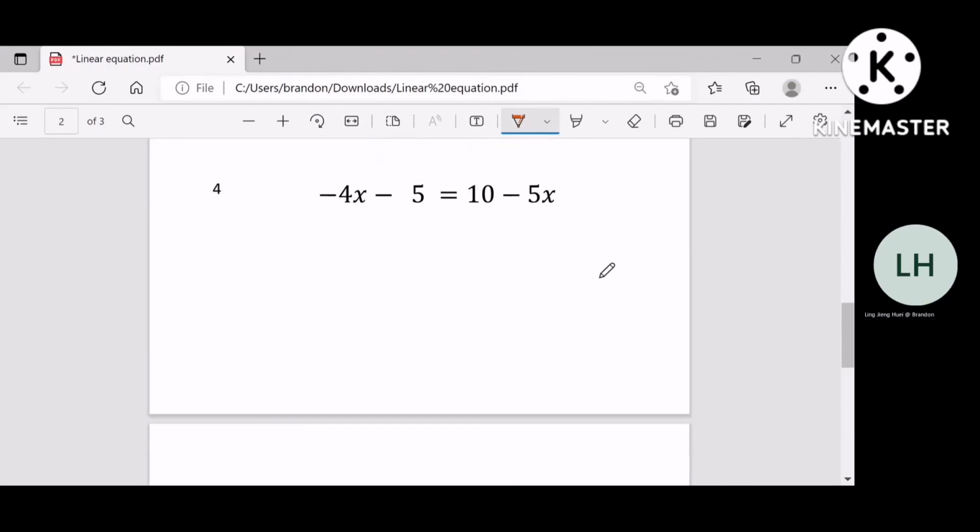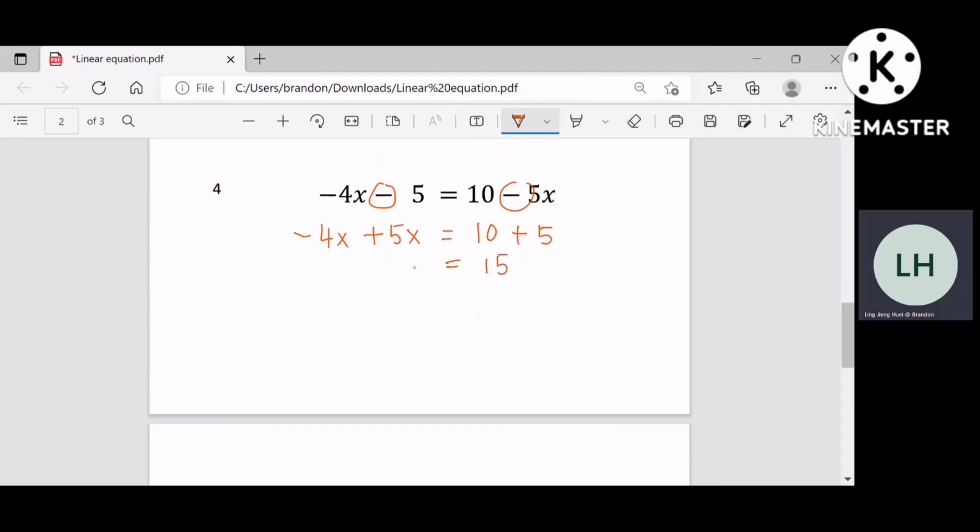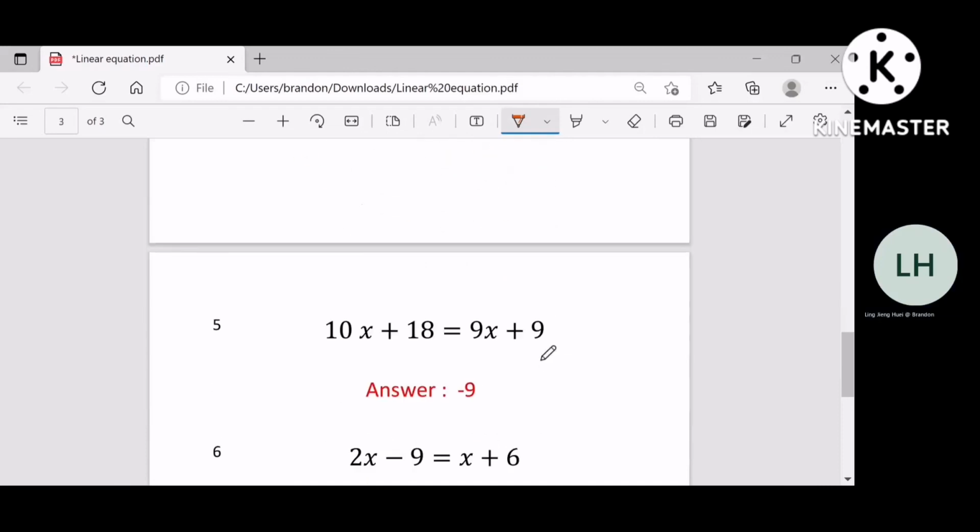Question 4. Negative 4x minus 5 equals 10 minus 5x. So what you can do now is group the x together, which we can move negative 5x to your left side by changing the sign to become plus 5x equals 10 plus 5. Okay, so negative becomes positive, negative becomes positive. So you'll be getting 15, and hence you have x equals 15.